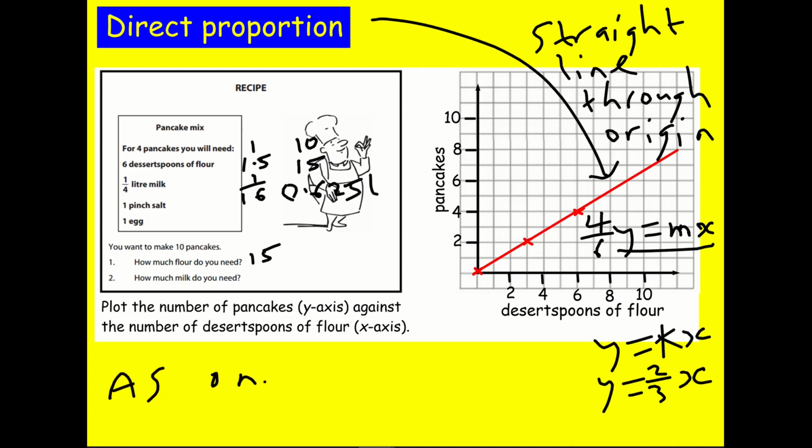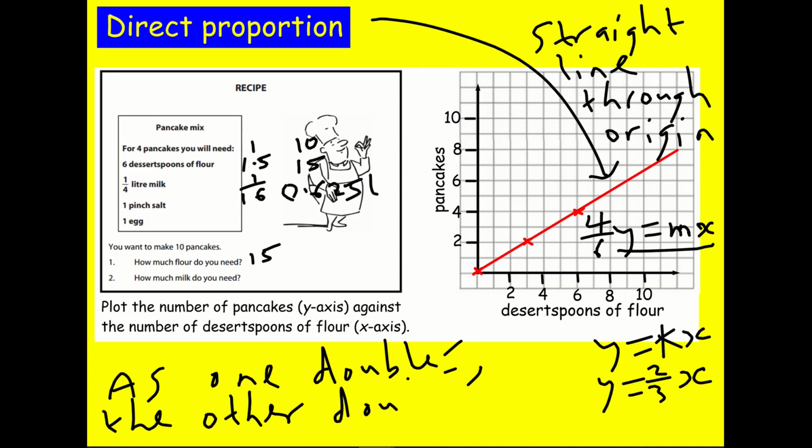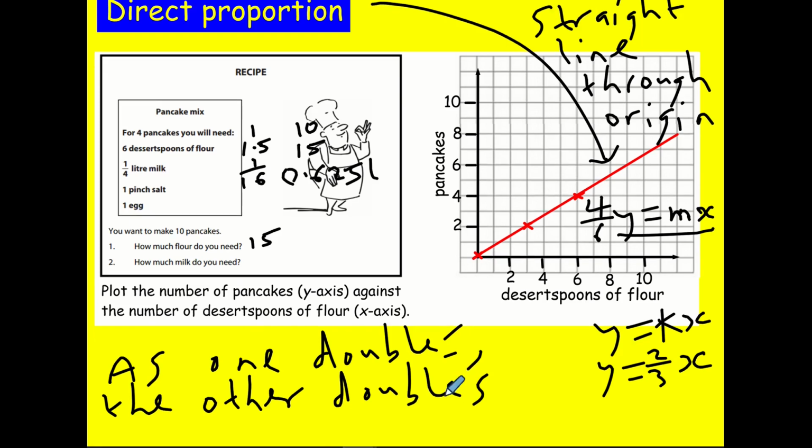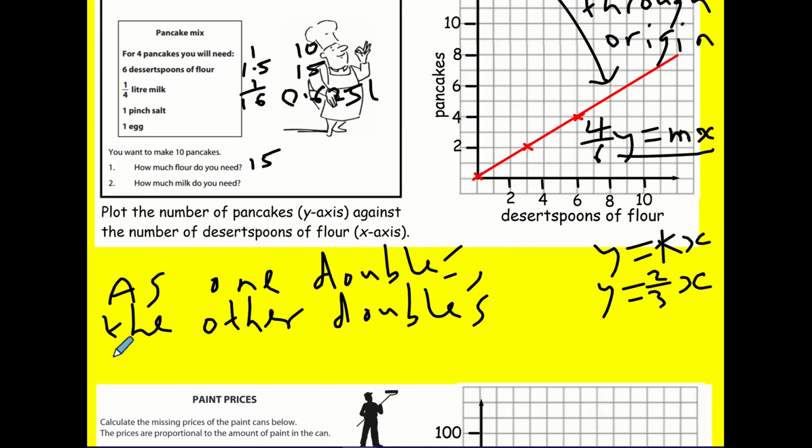one doubles, the other doubles. This can be extended to say as one triples, the other triples, or they both change by the same percentage each time. I'm going to write that down actually. So they change by the same percentage.